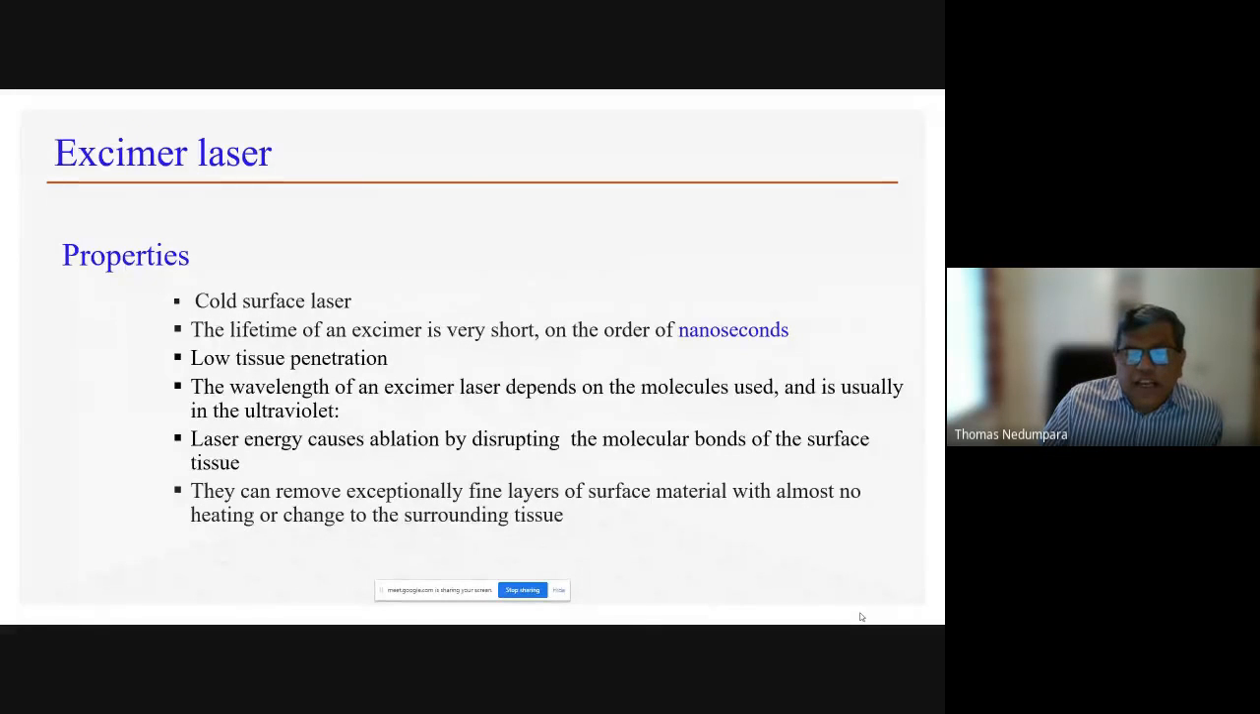Because it's very ultra short, lasting only nanoseconds, it doesn't generate any heat. So it's a cold surface laser and also has very little tissue penetration. So the advantage is you can cut thin slices from the surface of the skin or from the surface of the cornea without any damage to the surrounding tissue.